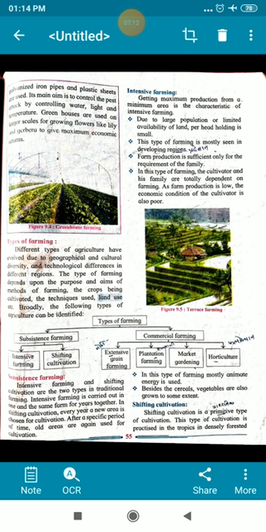In this type of farming, the cultivator and his family are totally dependent on farming. Now in this type of farming, since very less production is obtained, the one who is cultivating the land and his entire family are all dependent on this farming. Means they have no other source of income. They are only depending on this farming.